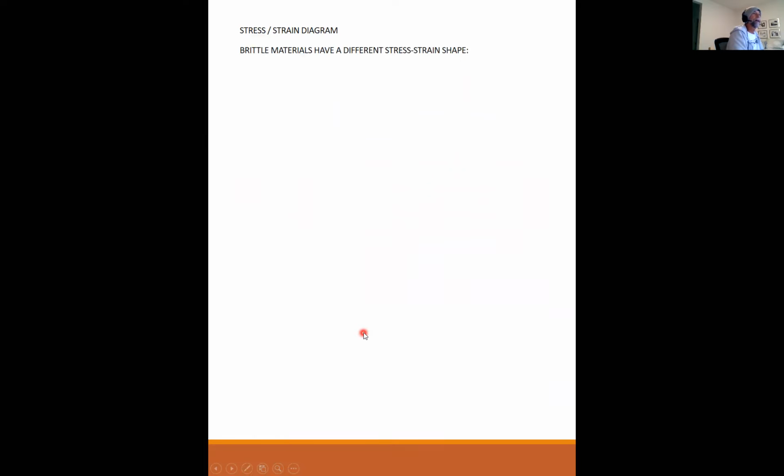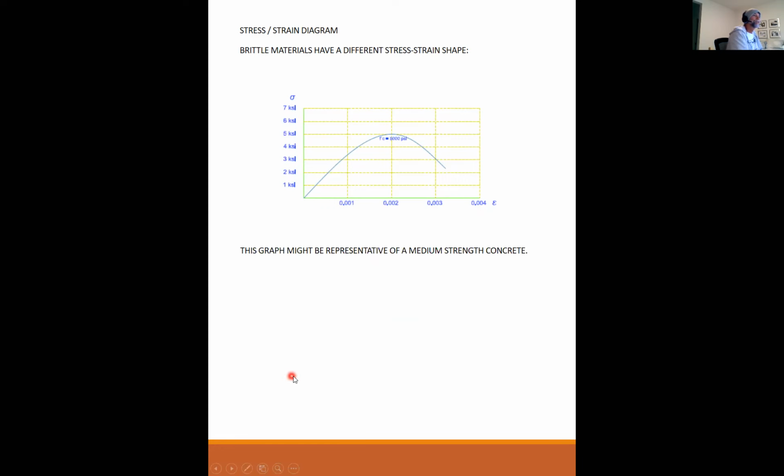Brittle materials have a different stress strain shape. Brittle materials might look something more like this. This graph might be representative of a medium strength concrete. Notice that there is no defined yield point. There's no yield plateau, but in addition to that, we don't even bother trying to define some kind of a yield point. There's really no point to it. Brittle materials generally are not defined by the yield, but by the ultimate stress point. In this case, this is 5,000 PSI concrete. So the maximum stress achieved before the concrete exploded was 5,000 PSI.